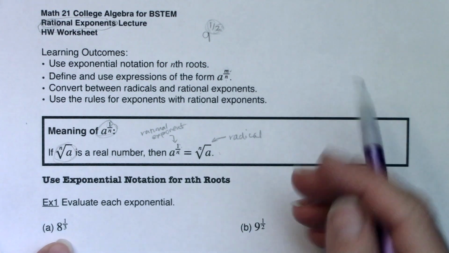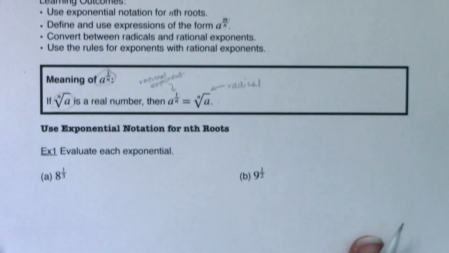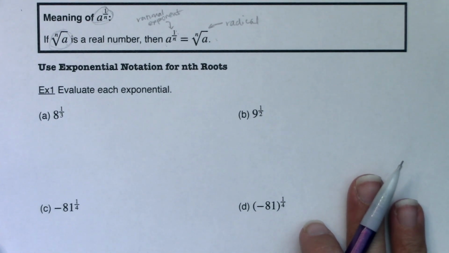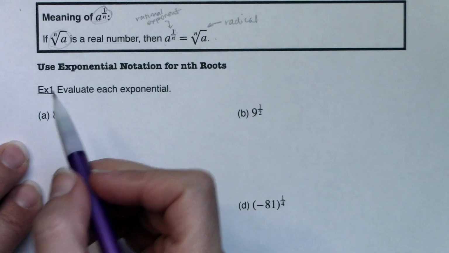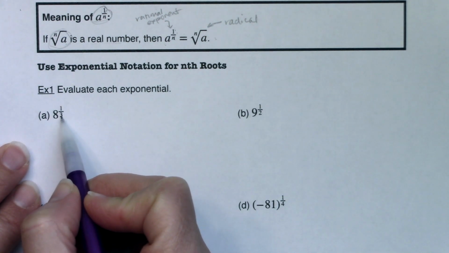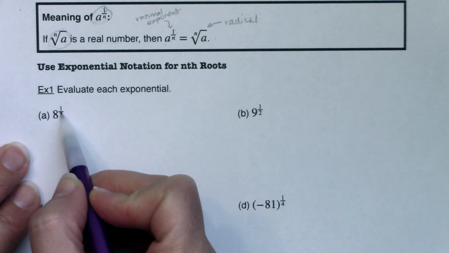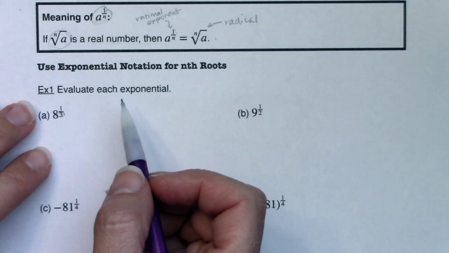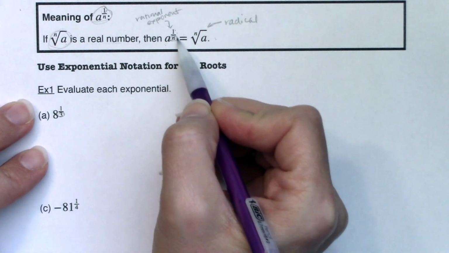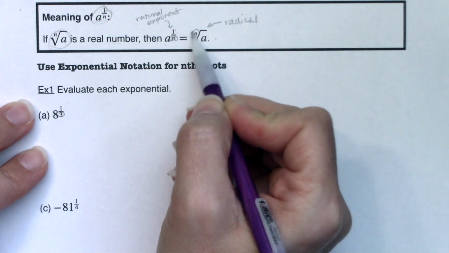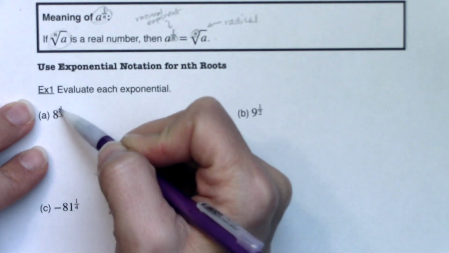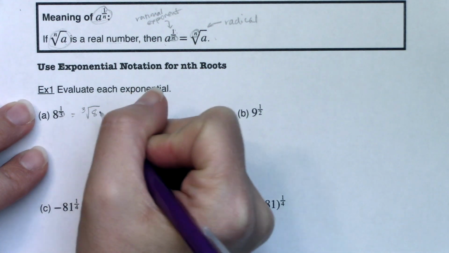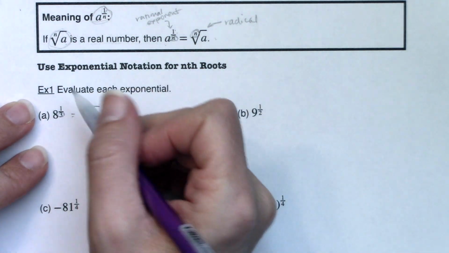All right, so if I see something like this, let me scooch my paper up so that we can see all of it. If I see something like 8 to the 1/3, take note that that numerator is 1 and that denominator is 3. And the denominator is what gets mapped to the index of your radical. So whatever this denominator is here, it becomes the index of your radical. So if I have 8 to the 1/3, this will then turn into the cube root of 8. And so that's that relationship.